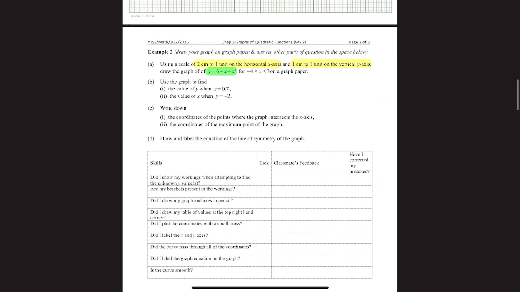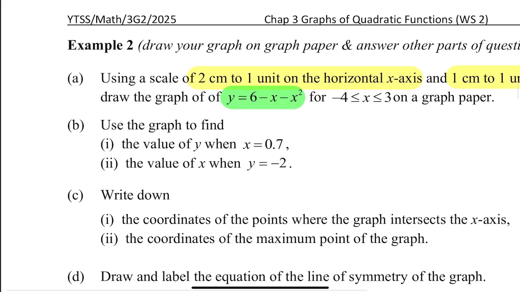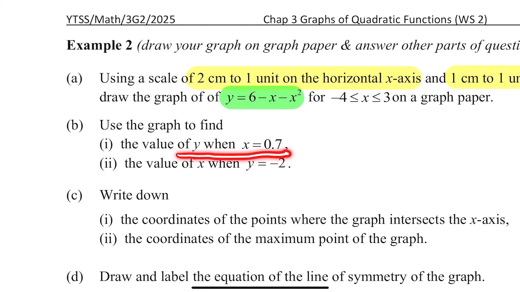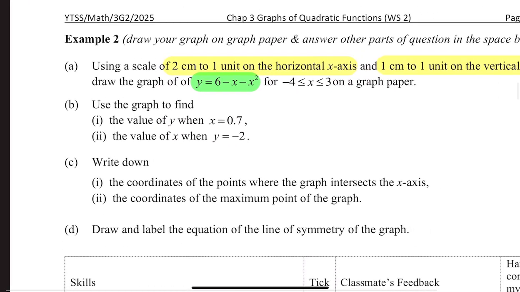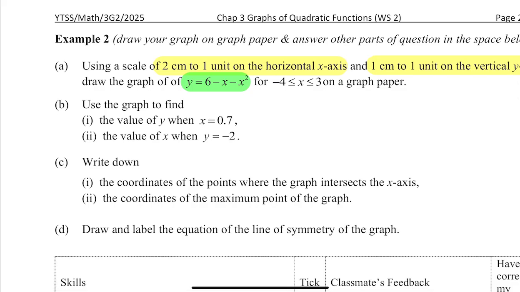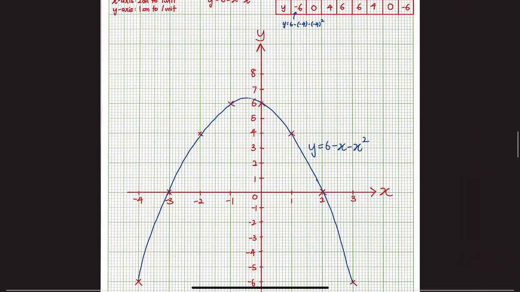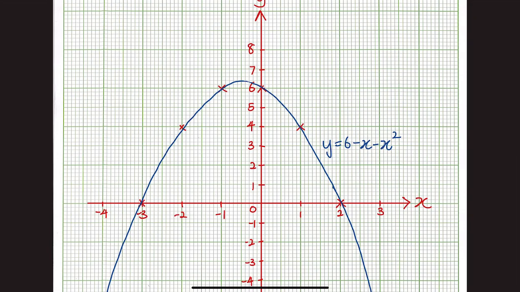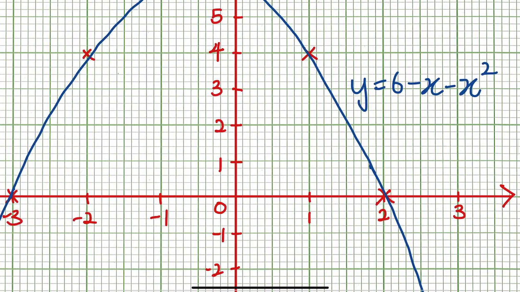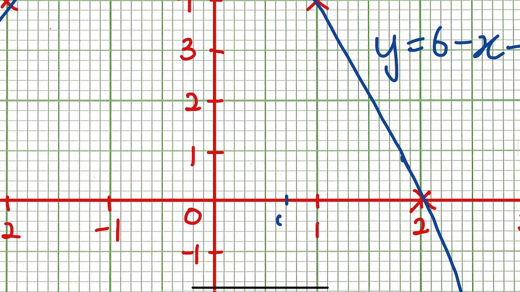The question says, now use your graph to find the value of y when x is equal to 0.7. So next part over here, now let me look at my graph. I want to find the value of y when x is equal to 0.7. So let's now make our marking. Where is 0.7? I look at my graph, this is 0.7.